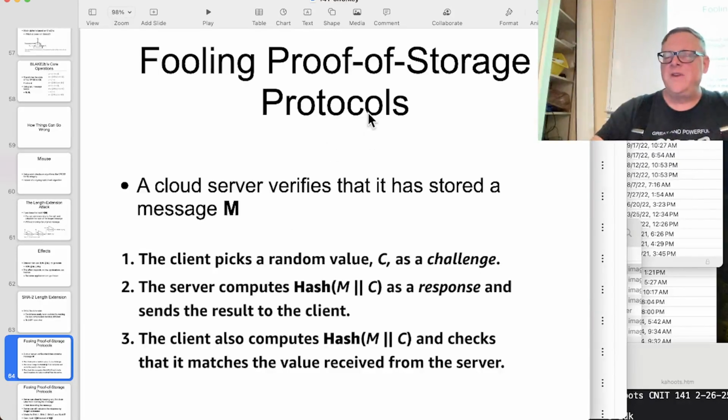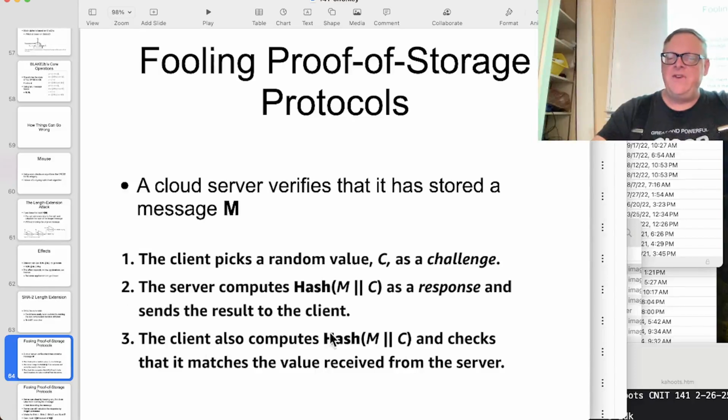And so, here's an example of what you might do. A cloud server verifies, think of Dropbox, I store files on Dropbox. It verifies that it stored a message M. So the client picks a random value C as a challenge. The server computes the hash of M followed by C as a response. The client also computes the hash of M followed by C and makes sure that it matches.